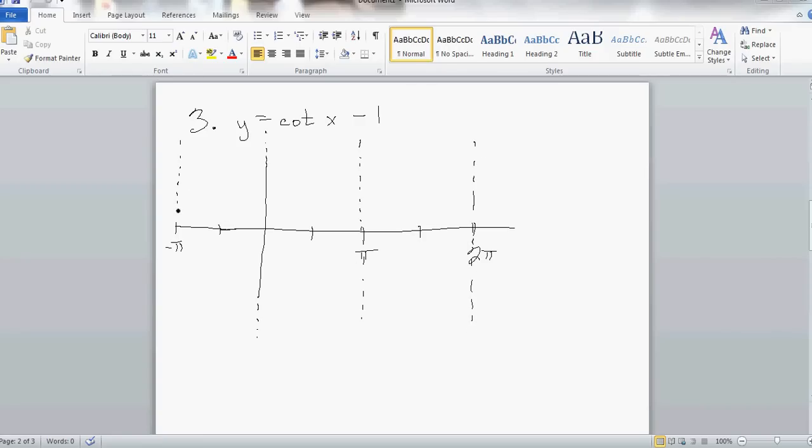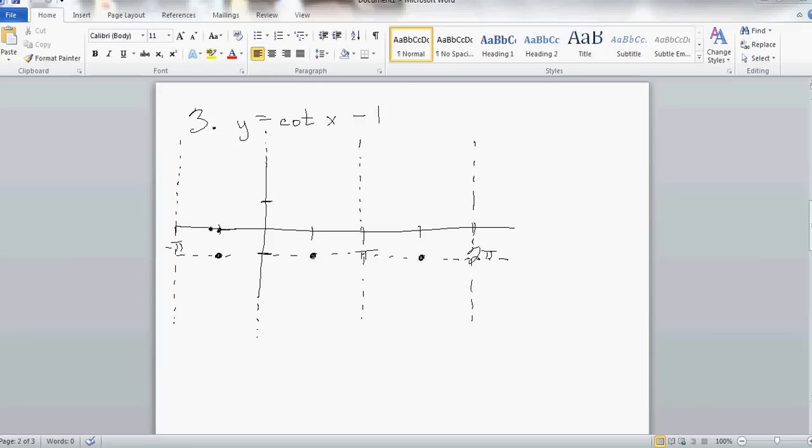In this case, I'm going to show 3 periods. The middle point is the 0, except our 0 bar is going to actually be moved down by 1. So this becomes my new 0 line, so to speak. Now that's not an official mathematical term, it's just a way to help you get through these particular problems. Okay, now cotangent, we know the middle point is at the 0, so that'd be there, there, and there.